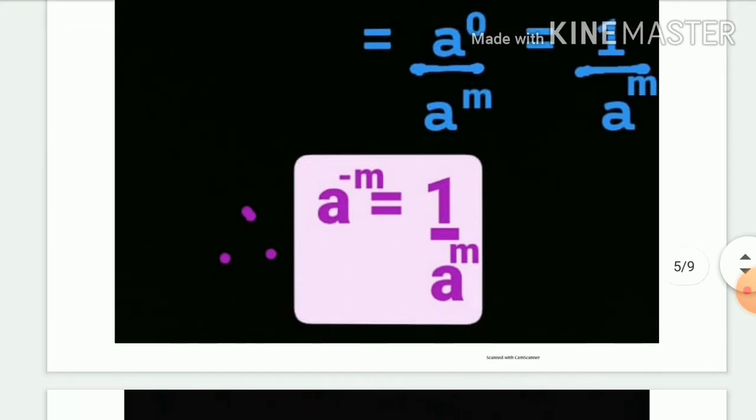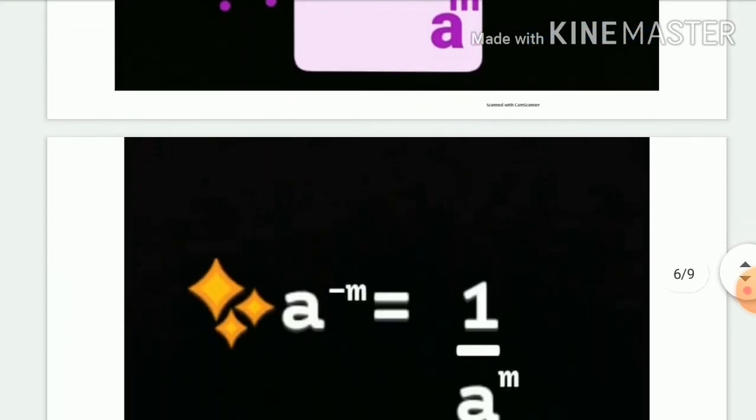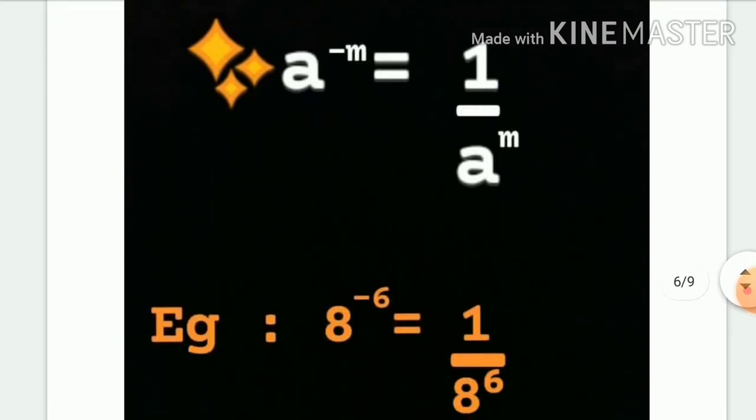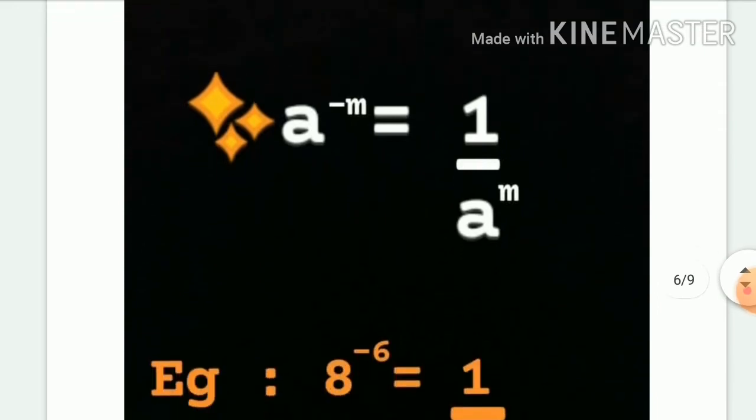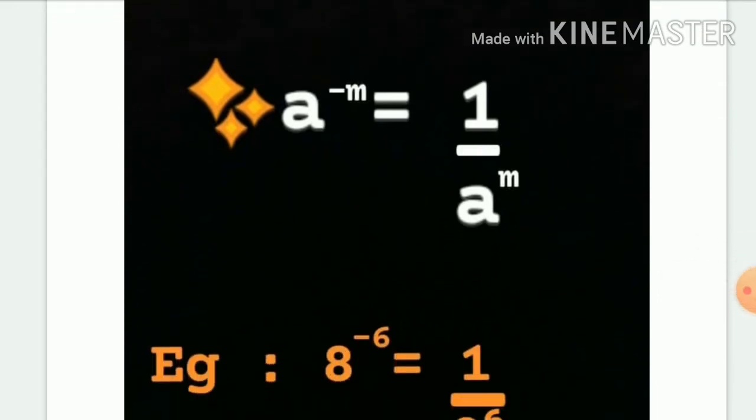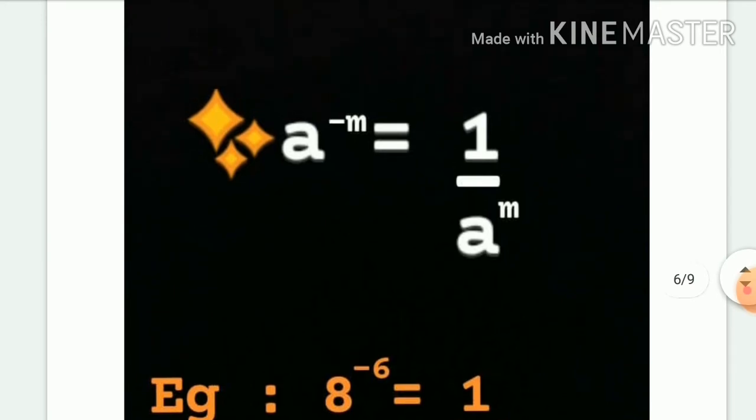For example, you have to see an example in numbers. I will show you. See, this was our law: a raised to minus m equals 1 upon a raised to m, and a can be any number which is not equal to 0. Means a should be a non-zero number, and m can be any positive as well as negative integer. Now I am taking 8 as my base, 8 raised to minus 6. How can I write this base with the positive index?